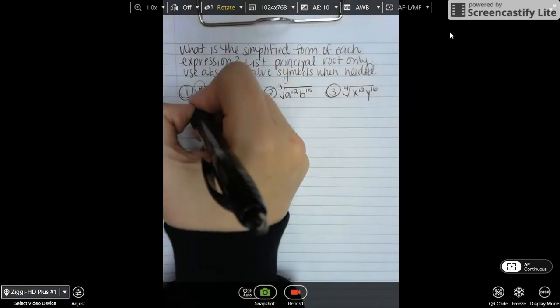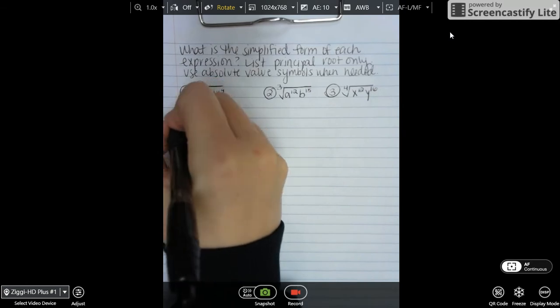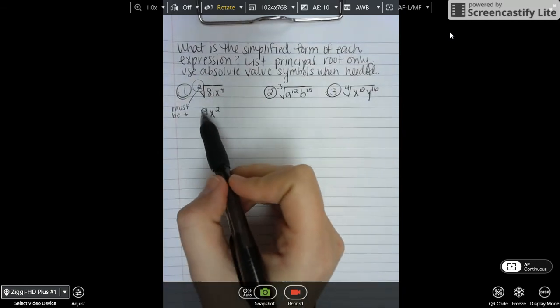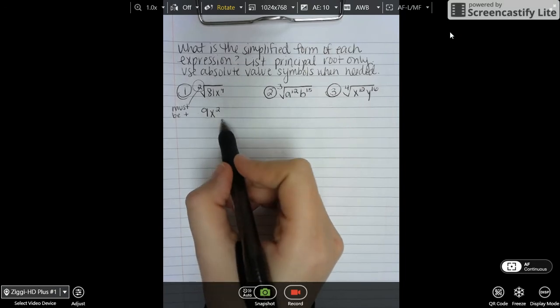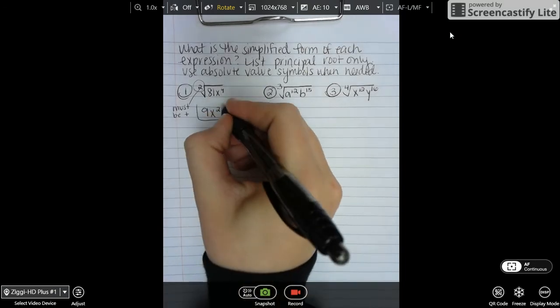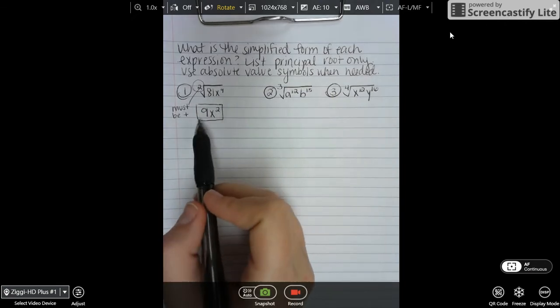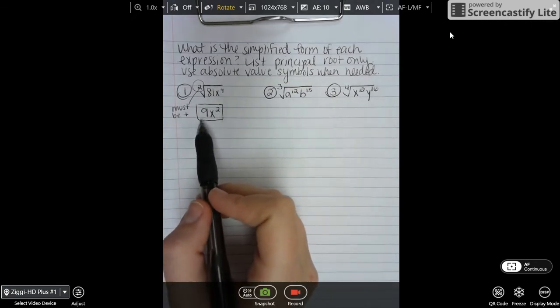And since this is even, our answer must be positive. However, this answer will always be positive because 9 will always be positive and anything squared will always be positive. So this is our final answer. We don't have to do absolute values because, like I said, everything will already be positive.